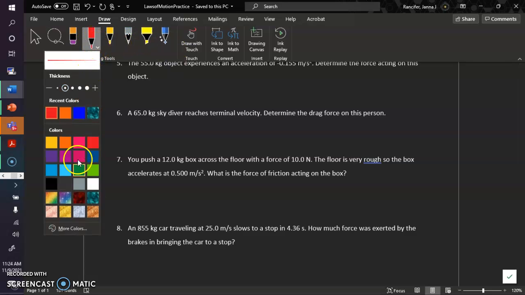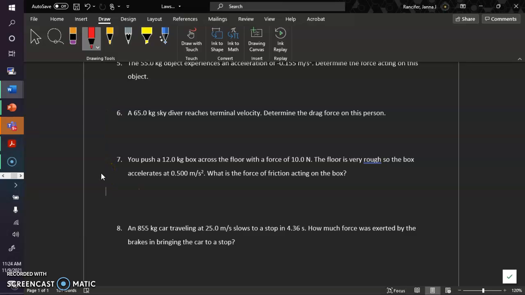Best way to get this started is to draw a picture, especially as we get into free body diagrams. So I'm going to draw a box. It is on a rough floor. It is being pushed across the floor with a force of 10 newtons. I don't care what direction this is going, but I'm going to say, okay, 10 newtons, maybe it's going to the right. There is a friction force acting on the block. So this is, I'm going to call FF, force of friction. It's my push force.